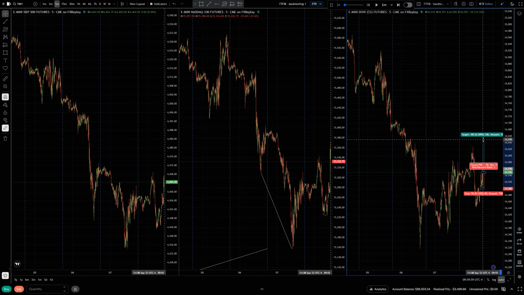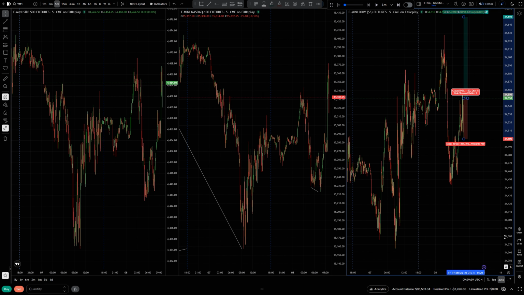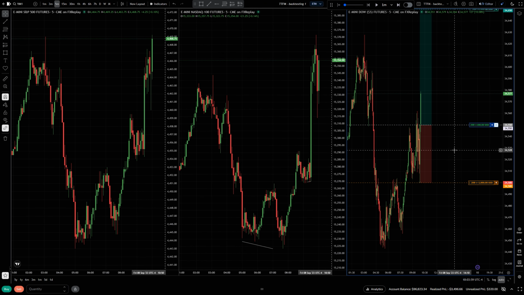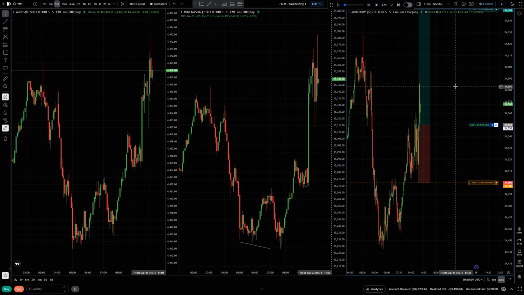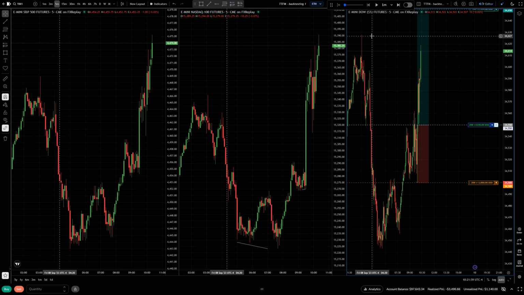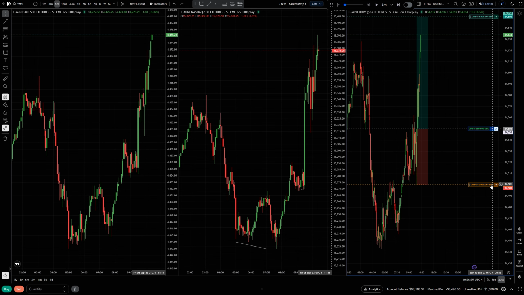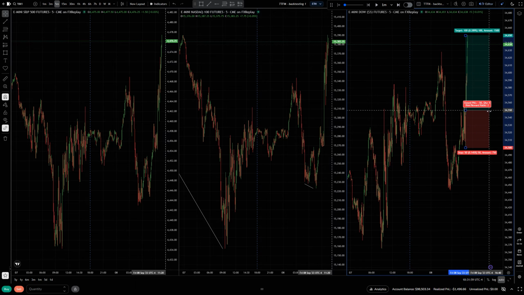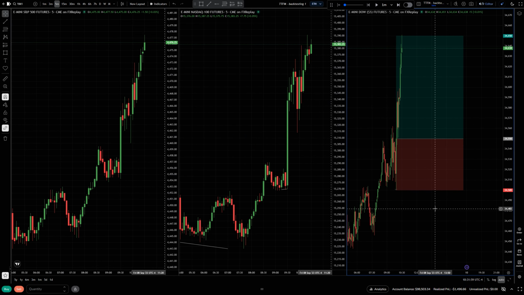So let's just shoot for a 2R here. So market order this. I'm going to be break even when we take out this high. So we took out that high, we are pushing ourselves break even, and you can see that the target was hit. So what was the idea behind it?